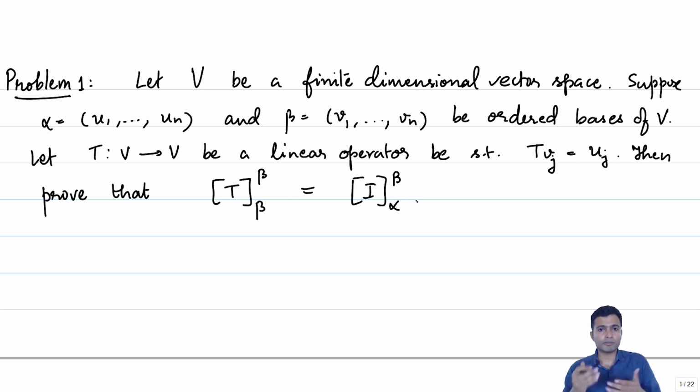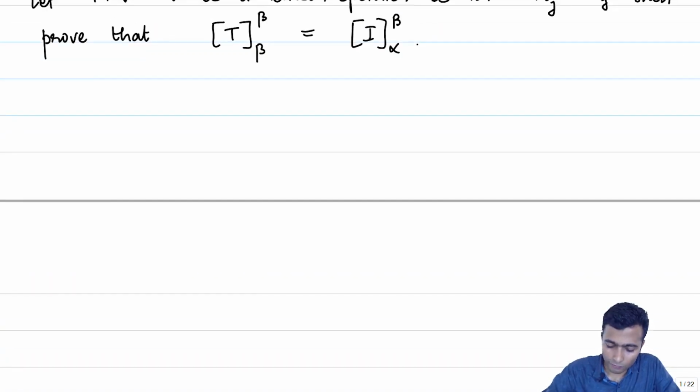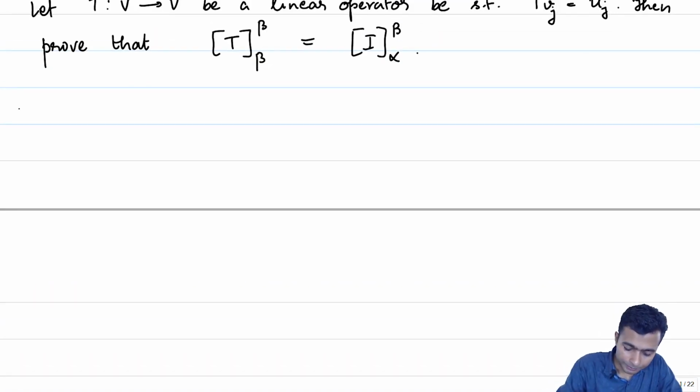So notice that the change of basis matrix from alpha to beta is the matrix of the identity linear transformation. So this problem tells us that the change of basis matrix is actually the matrix of the linear transformation which is just mentioned in this problem. Okay, so let's solve for this problem. Let's prove this result.